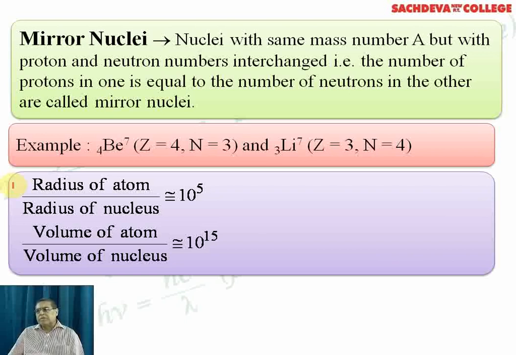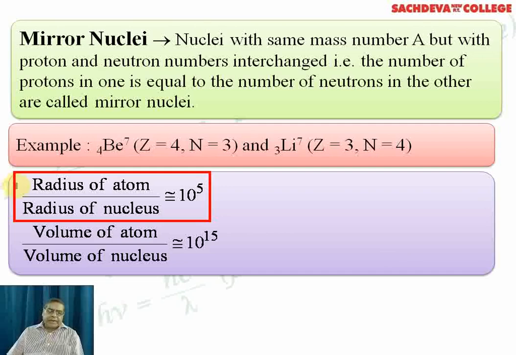Nuclear transmutation is a phenomenon in which a stable nucleus is disintegrated by high energy alpha particles or neutrons. In that context, there will be formation of another nucleus. The mechanism is called transmutation.